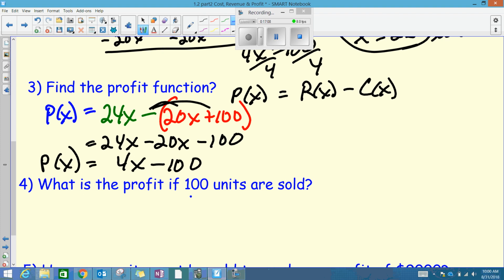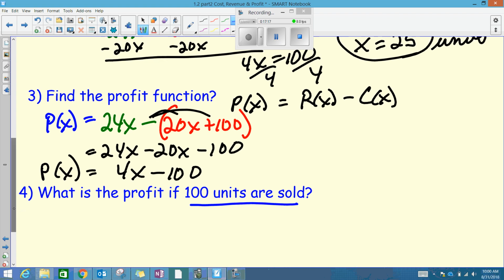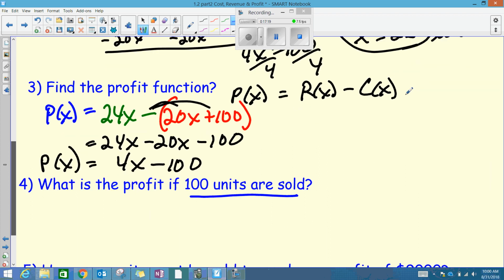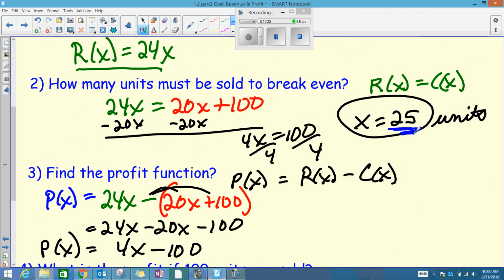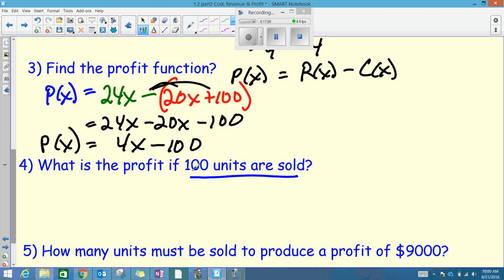What is the profit if 100 units are sold? So we're going to find out how much money we're going to actually make and get to keep when we sell 100 units. And we know we're going to make a profit, right? Because we set up here that our break-even quantity is 25. So we know once we sell more than 25 units, we're making money, right? Because we break even at 25. So we expect a profit if we sell 100. So let's find out what that is.